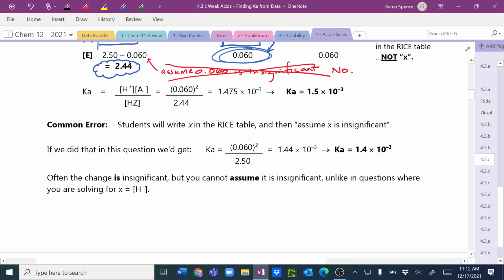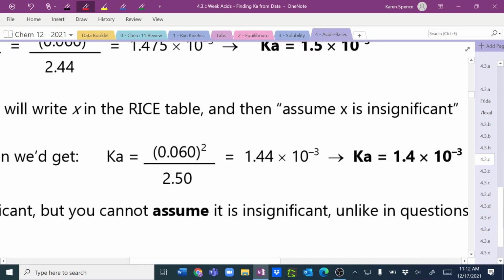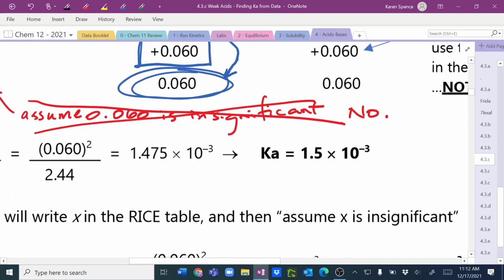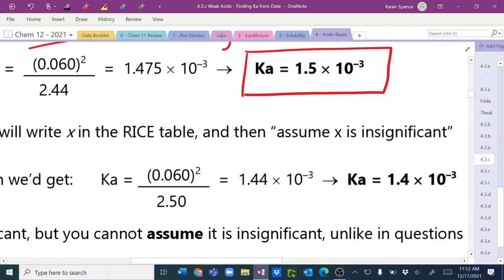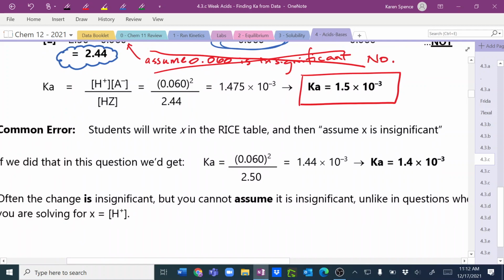Oh, and then once you've done that, you just plug it into Ka, and it's usually some really simple math, right? We've got 0.0060 squared divided by 2.44, and that gives us a Ka here. If we had made that assumption and assumed X was insignificant, we still would have had 0.0060 squared, but we would have been dividing by 2.50 if we didn't subtract 0.0060. And that would have given us a Ka of 1.4 times 10 to the minus 3, which is wrong. Okay?